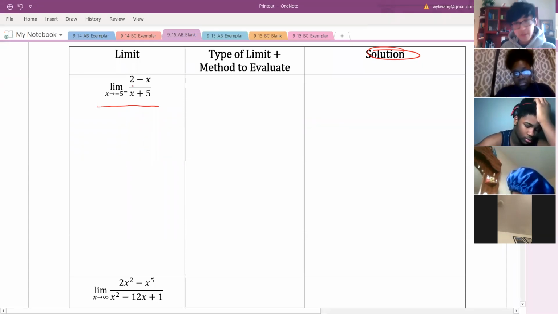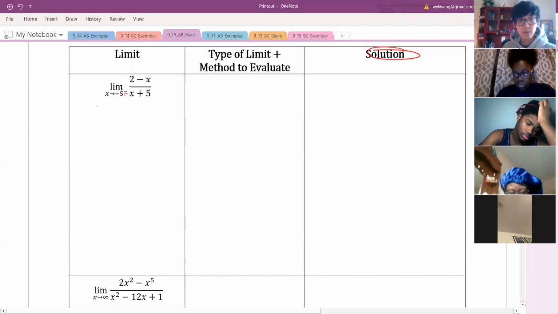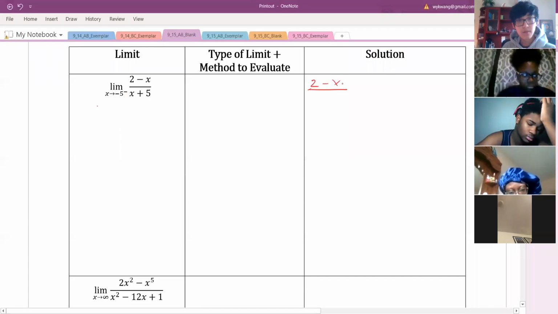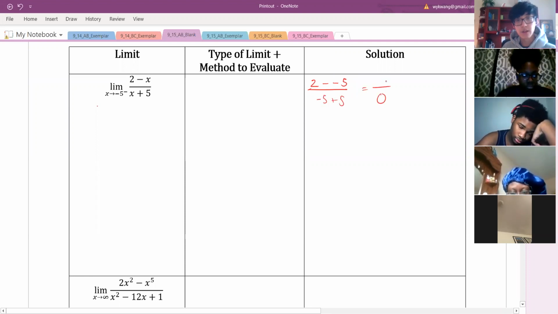Awesome. So the first thing we want to look at is where x is going to. X is going to -5, and we notice that it's going from the left. But first, let's just try to directly plug in -5. So when we plug in -5, we're going to put in 2 minus x. -5 goes in for x, and then -5 plus 5, well, then we're going to get a 0 over here, right? Yeah, thanks, Clea.